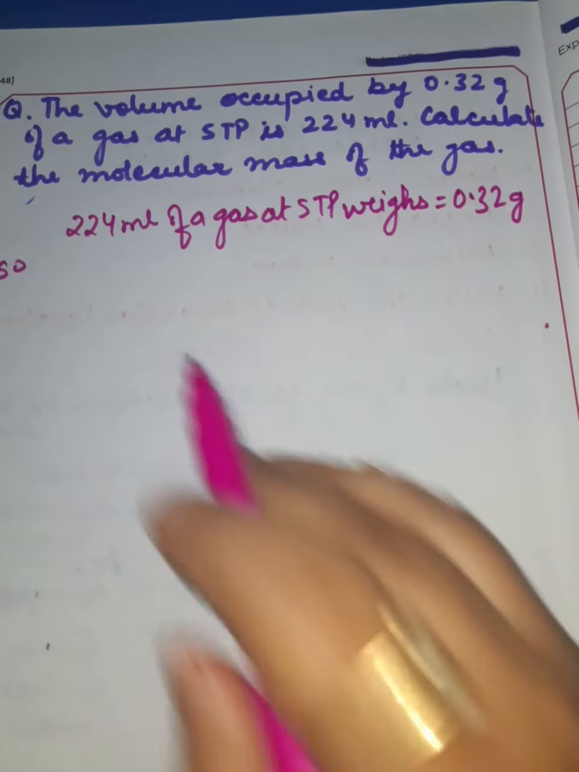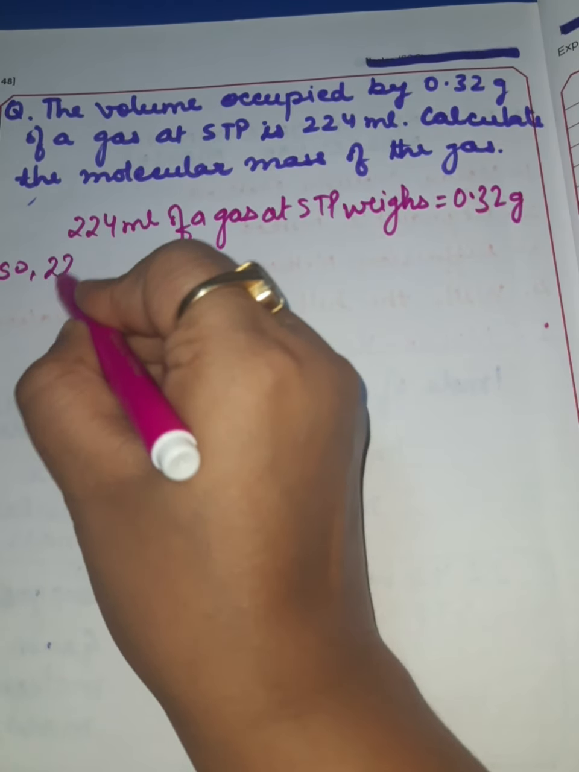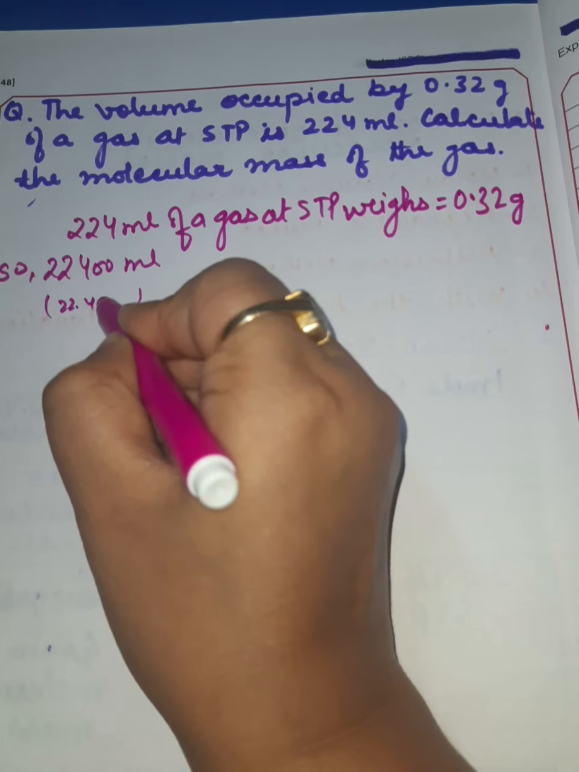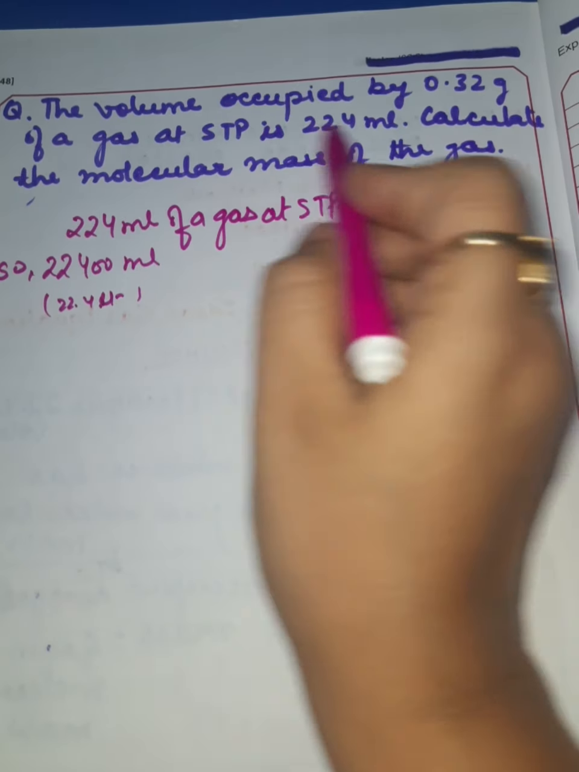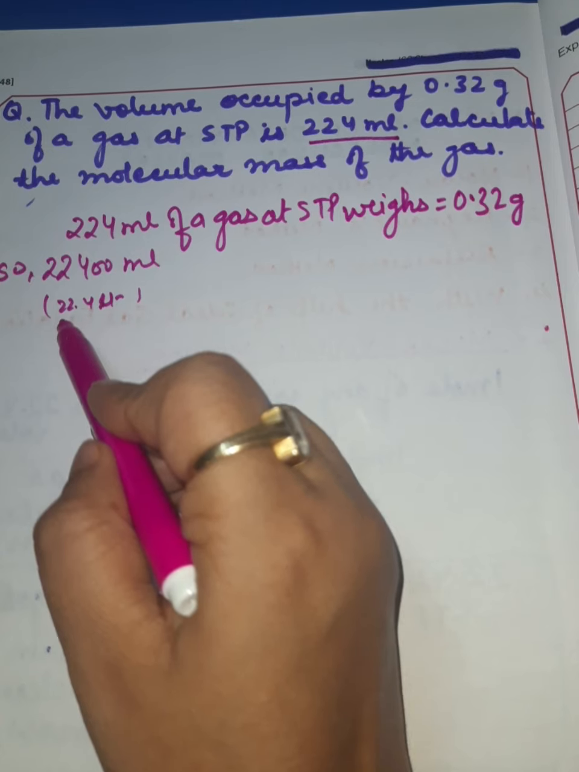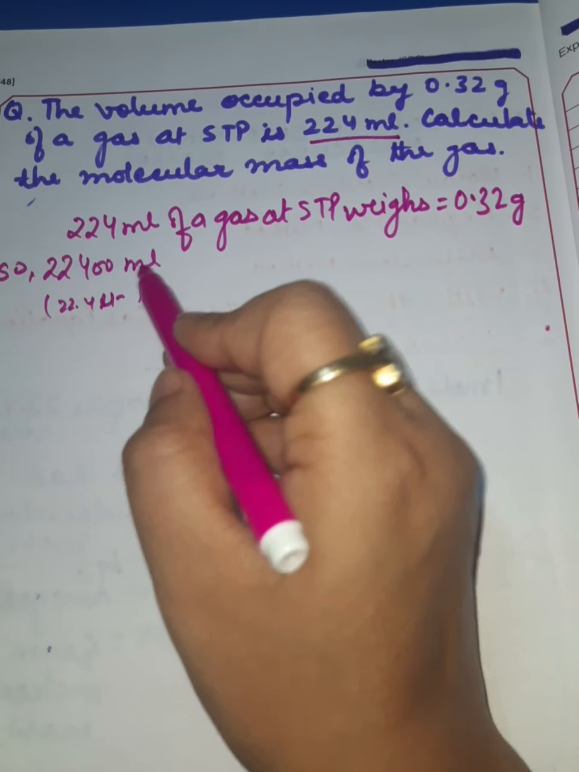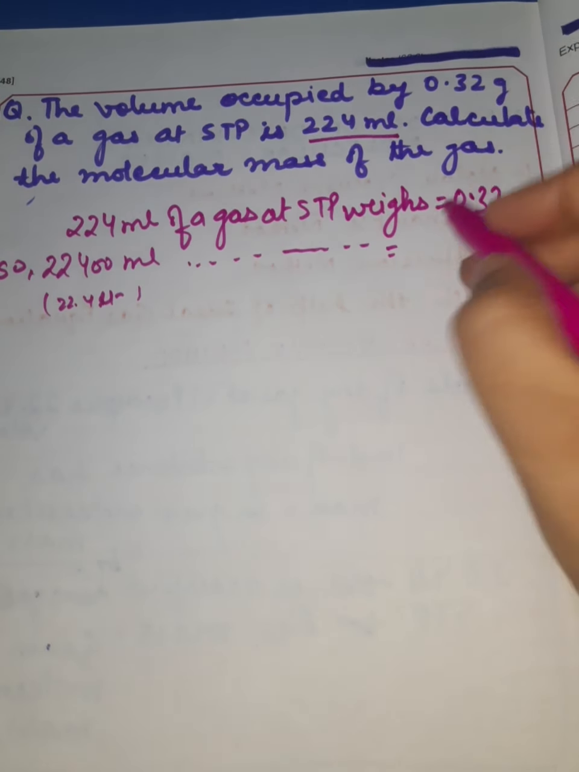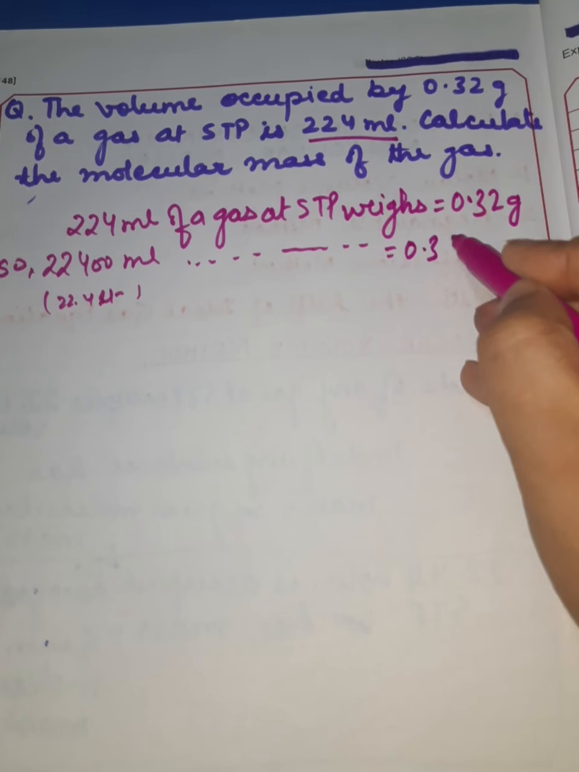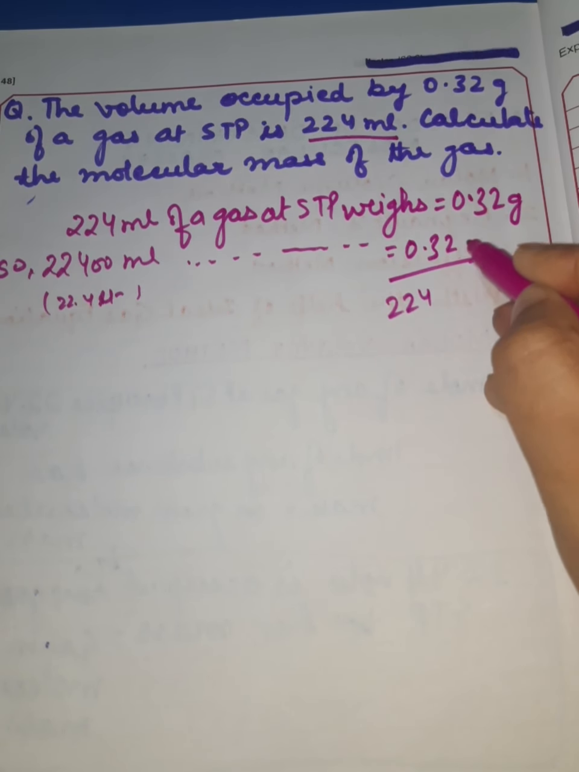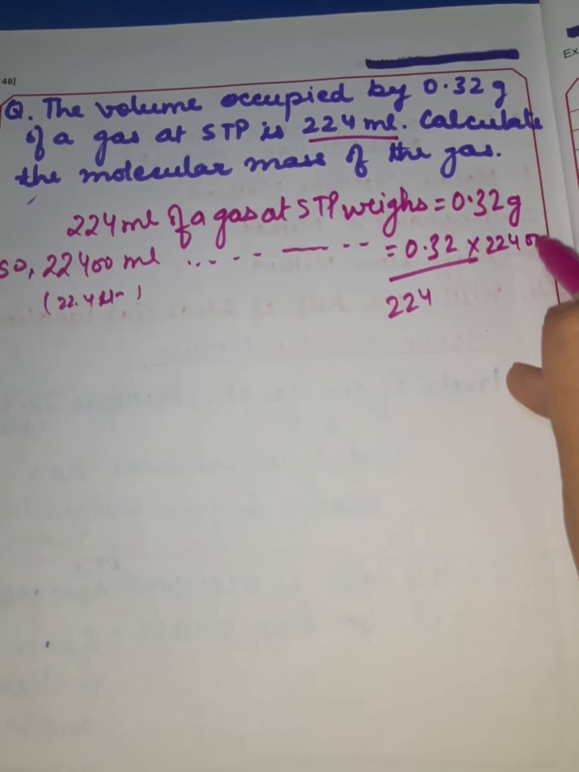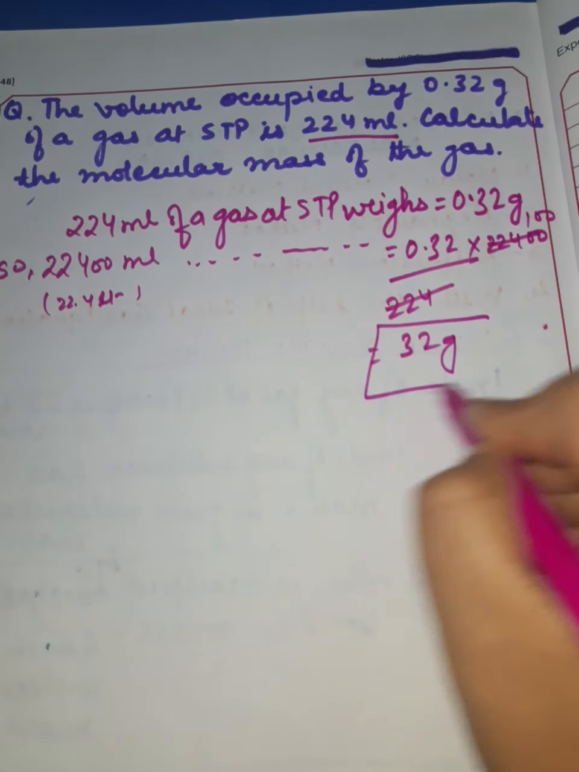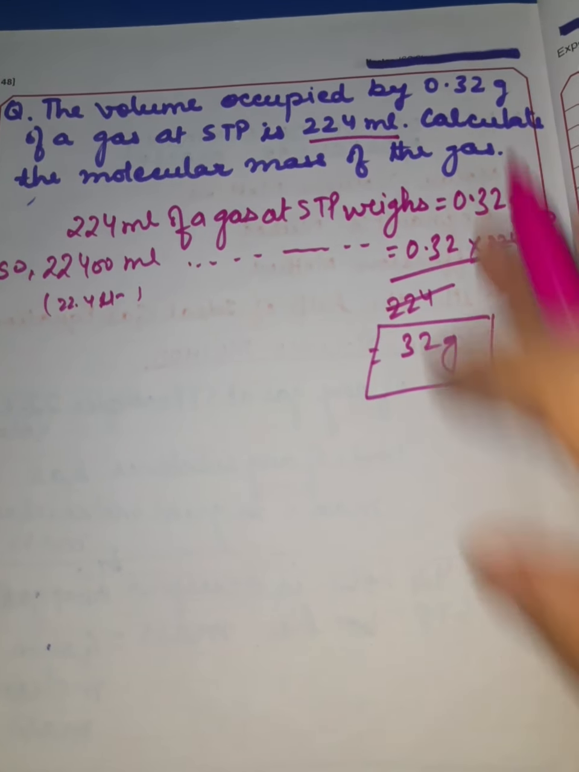on the same basis we can say, 22400 ml, which is equal to 22.4 liter. Since the volume given to us is in ml, I have converted 22.4 liter into ml. So 22,400 ml of the same gas at STP will have weight equal to its gram molecular mass, which will be equal to 0.32 upon 224 multiplied by 22400. So when you solve, you will get the answer 32 grams. So the gas will have molecular mass how much? 32 gram. I hope this method is clear to you.